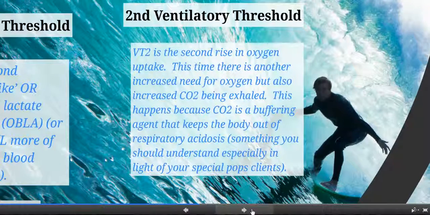Second ventilatory threshold is the second rise in oxygen uptake. This time there's another increased need for oxygen, but there's also more carbon dioxide being blown off or exhaled. This happens because carbon dioxide is used as a buffering agent. It keeps the body out of respiratory acidosis. Respiratory acidosis is something we'll talk about in a different lesson, but definitely something you should understand, especially in light of some of your special populations clients.